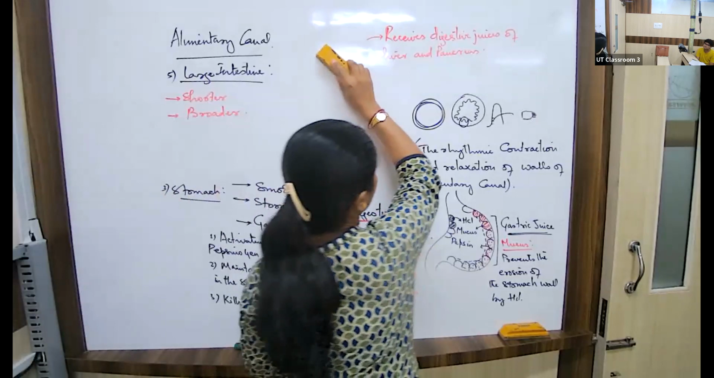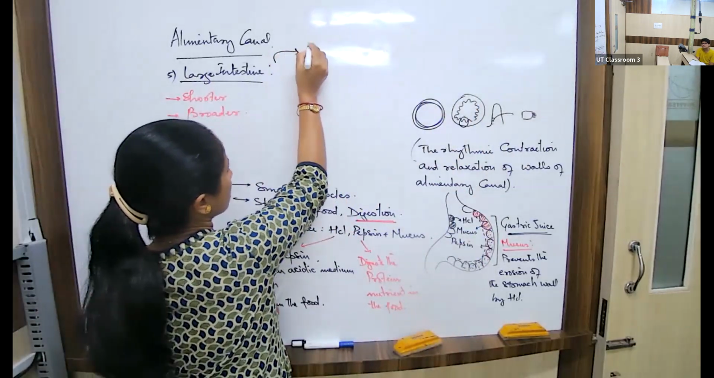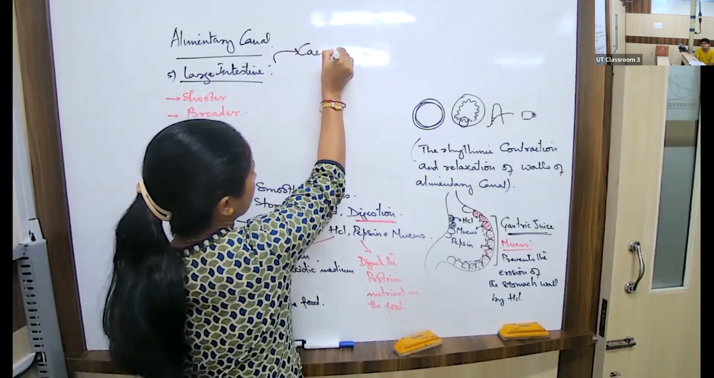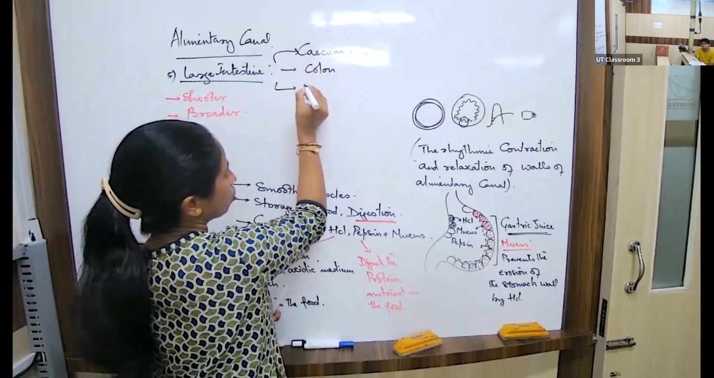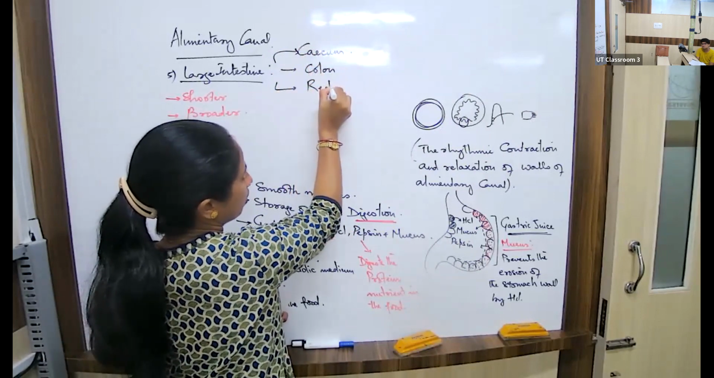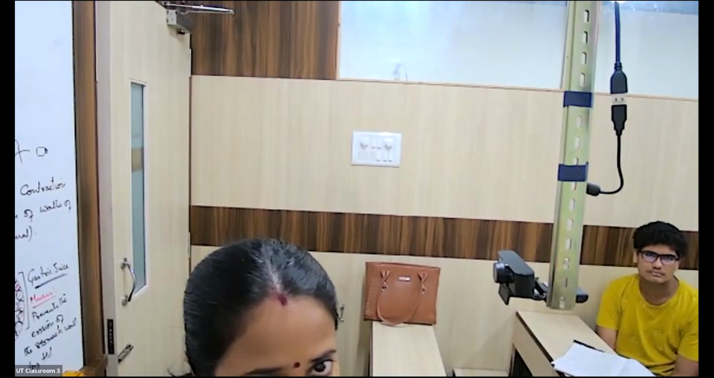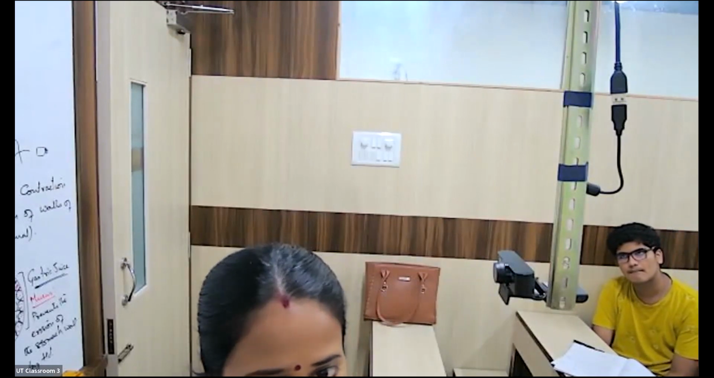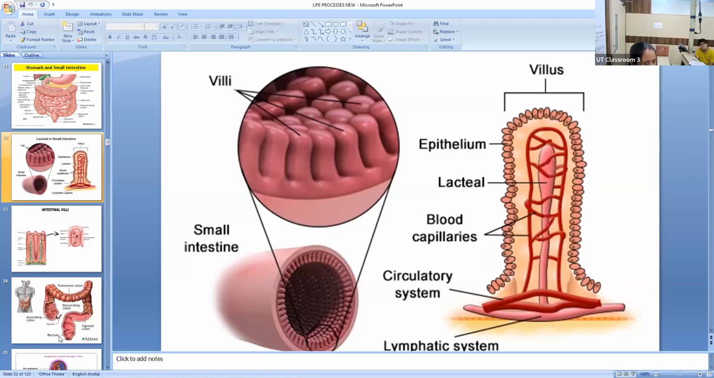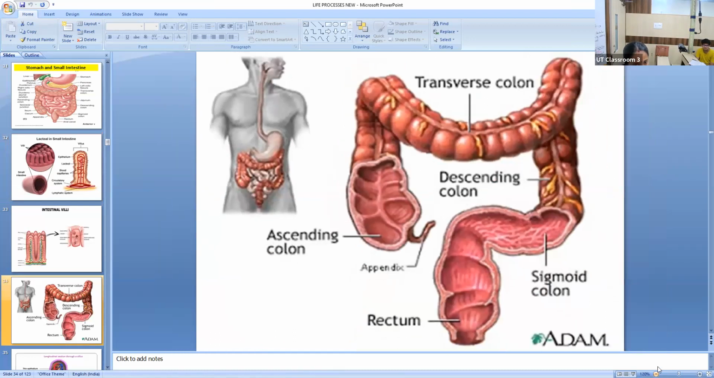What are the parts of the large intestine? What are the 3 important parts? First is known as the cecum. The second is known as the colon. The third is known as the rectum. The 3 parts of the large intestine. I'll show you again the parts of the large intestine, and try to understand. This large intestine that I'm showing you would have parts like this. Therefore, the 3 parts.